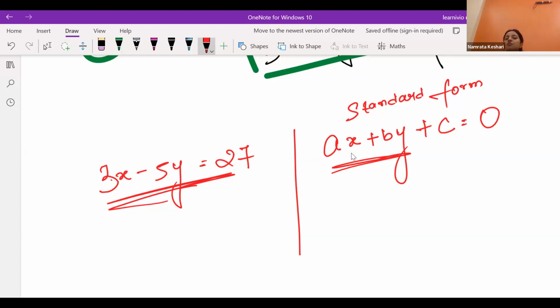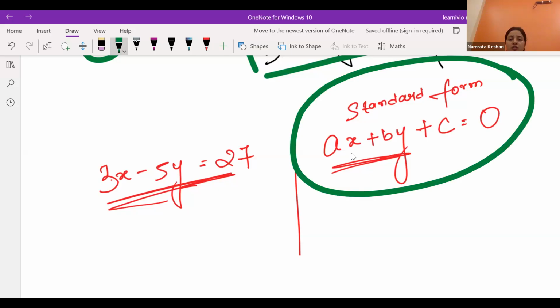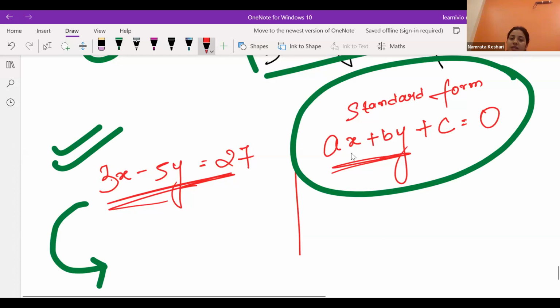In mathematics also, for writing linear equation in two variable, or any type of equations we will discuss in future, there is a standard form for everything which is acceptable throughout the world. So this is the standard form of linear equation in two variable. If this example is given and we have to represent it in standard form, we will write it as 3x minus 5y minus 27 is equal to 0.